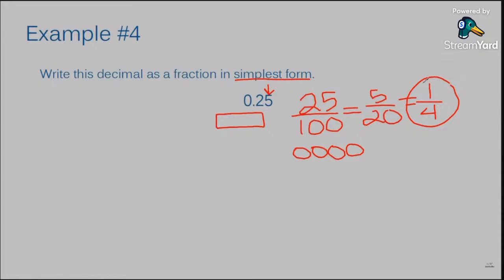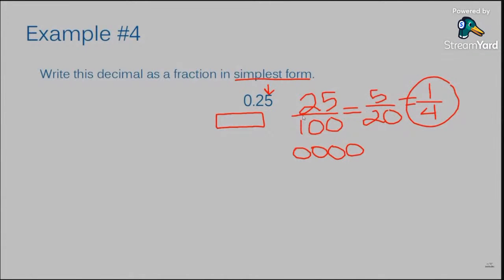And guess what? These are equivalent. The title of this lesson is equivalent fractions and decimals. This is your dollar bill, and this is 4/4. It does not matter how you think of it. You could think of this as 10 dimes, 100 pennies, 20 nickels. These two numbers have the exact same value, even though they look different.